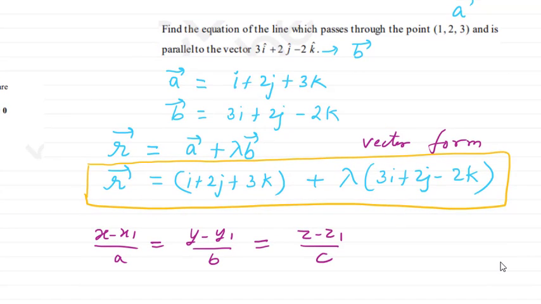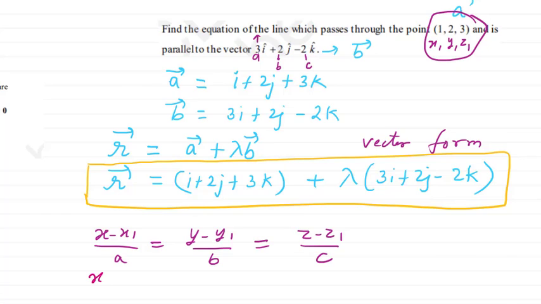So here we have x1. From where will you get the x1? This is your x1, y1, z1. So from here you will get your x1, y1, z1, and A, B, C. The coefficient of i will be A, the coefficient of j will be B, and the coefficient of k will be C. So you can just simply write these values and you'll get the answer.